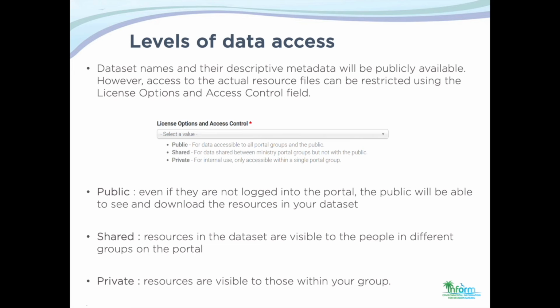Number 1, public license. Even if they are not logged into the portal, the public will be able to see and download the resources in your dataset. 2, shared. Resources in the dataset are visible to the people in different groups on the portal. 3, private. Here, resources are visible to those within your specified group.